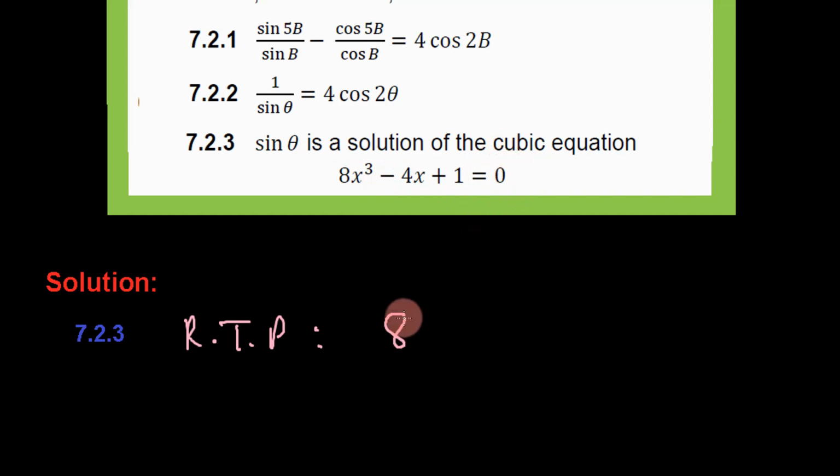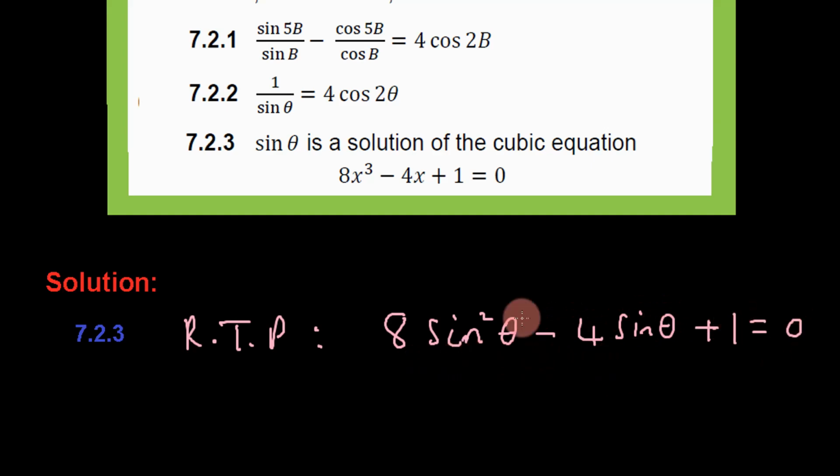So we need to prove that 8 sine squared theta minus 4 sine theta plus 1 equals 0. So here we just plugged in sine theta for x. And of course this should be sine cubed, not sine squared. Now, the important thing to note here is that this equation is entirely in terms of sine only. And we're actually going to use the result from 7.2.2, in other words, this identity, to prove this with. So let's write it down.